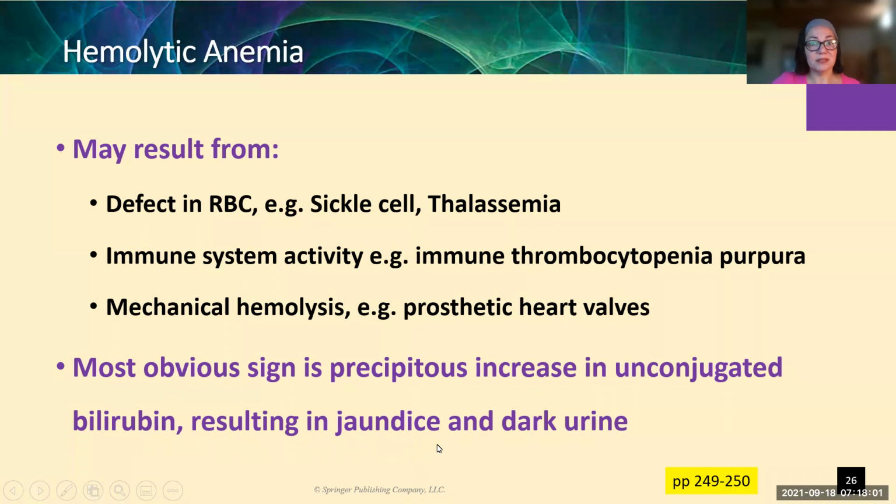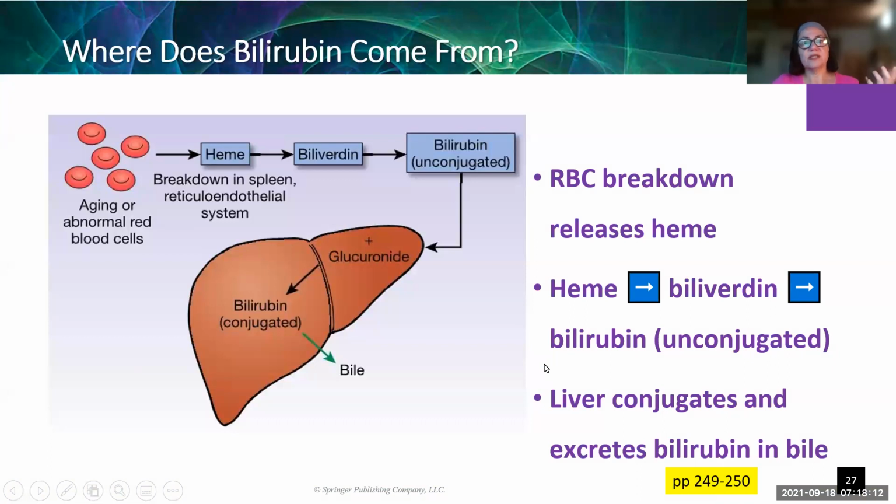What the patient symptoms are: they appear yellowish, their skin is yellowish, and their urine is dark. It's covered on these pages. Where does the bilirubin come from? This is covered in our textbook on these pages. This is the diagram. I'll walk you through.